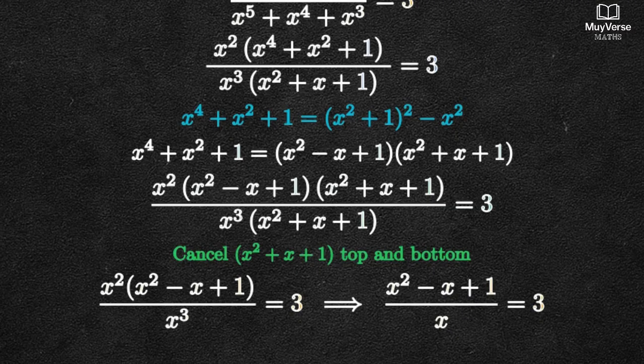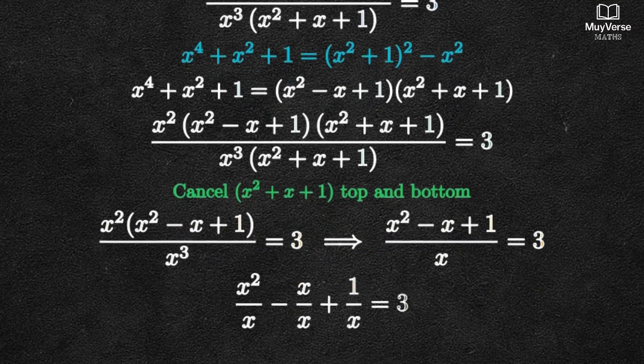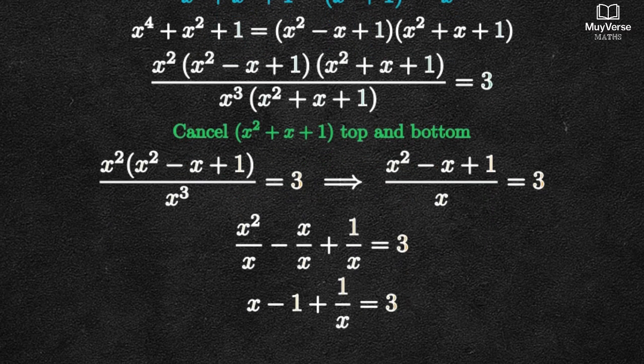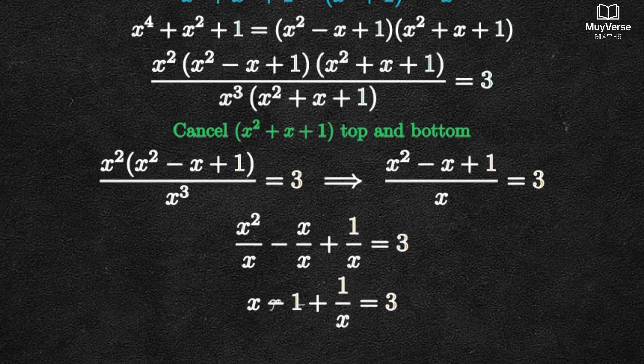Step 5. Split the fraction and collect like terms. x squared over x minus x over x plus 1 over x equals 3, which simplifies to x minus 1 plus 1 over x equals 3. Add 1 to both sides to get x plus 1 over x equals 4.